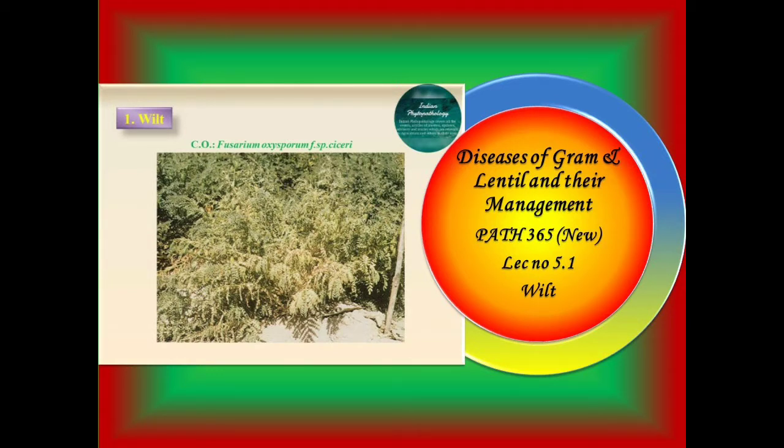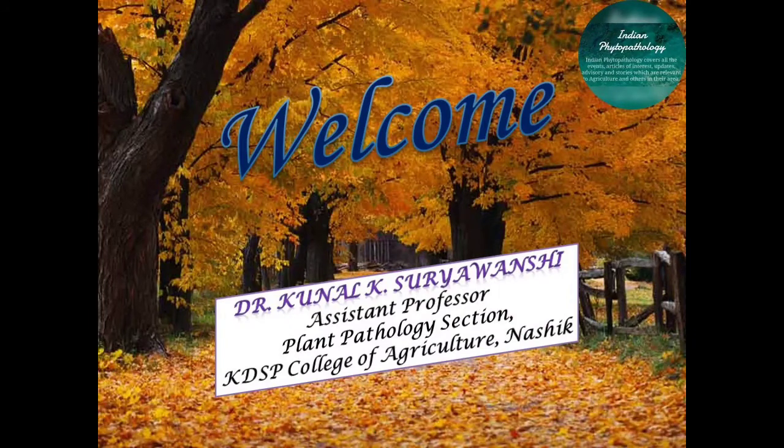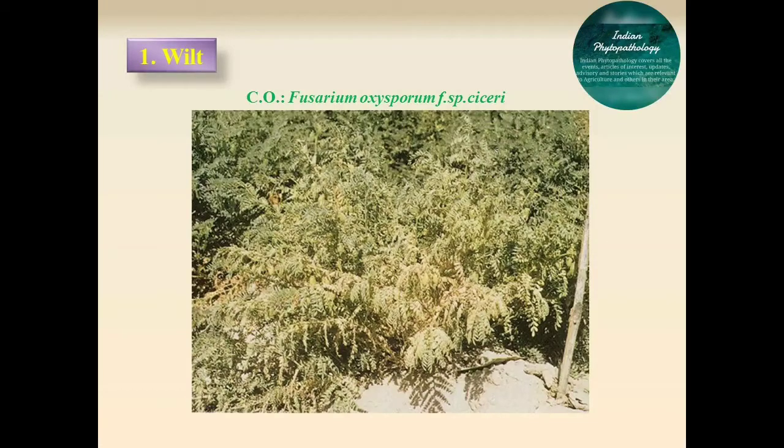In the previous lecture, we have studied all the diseases of mustard, their causal organisms, symptomatology and their management. Today we are going to see the diseases of gram and linseed and their management. Now, first, that is wilt.